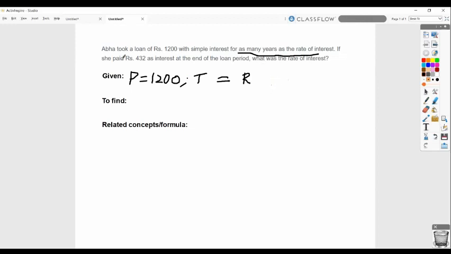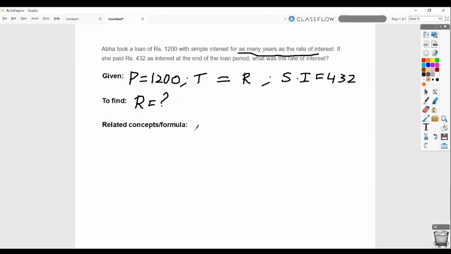Next, she paid rupees 432 as interest. That means, what is the next thing given to us? It is a simple interest that is given as 432 at the end of loan period. What was the rate of interest? So what is it we have to find? The rate of interest is what we had to find. See, just by reading the question, little by little, phrase by phrase, I could fill up the entire given and to find both these things.